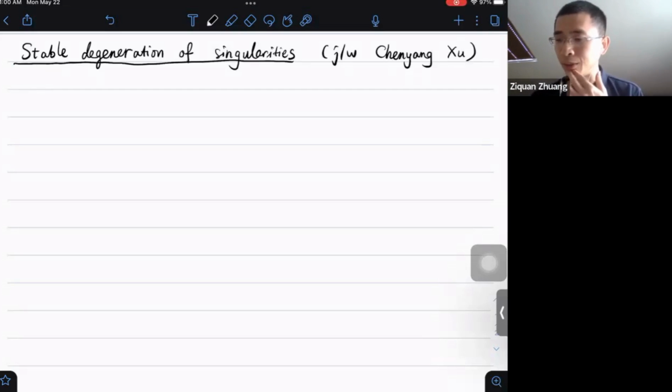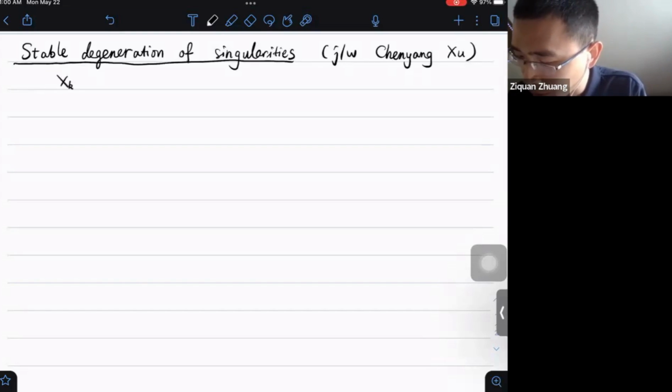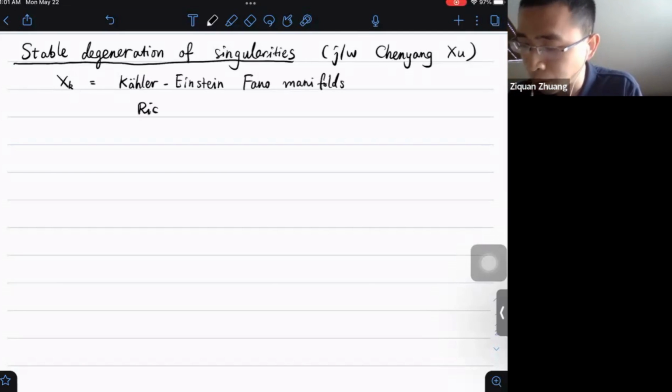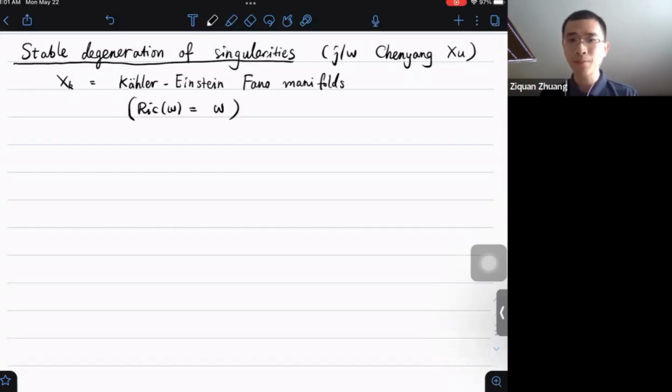Okay. So let me first tell you where the problem comes from. So basically, if you start with a sequence of K-Einstein Fano manifolds. So these are K-Einstein Fano manifolds. Okay, so K-Einstein just means it's a Kähler metric whose Ricci curvature is constant. Okay, and Fano means the Ricci curvature is positive. So basically, this means the Ricci. If you rescale the metric, then the Ricci curvature is the same as the metric itself.